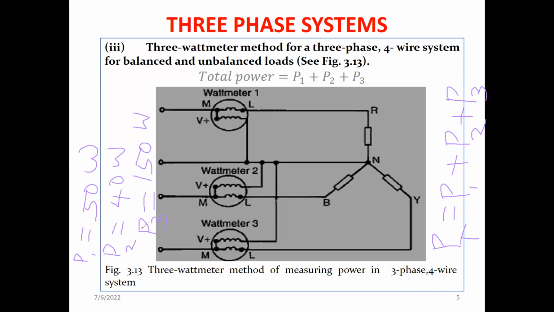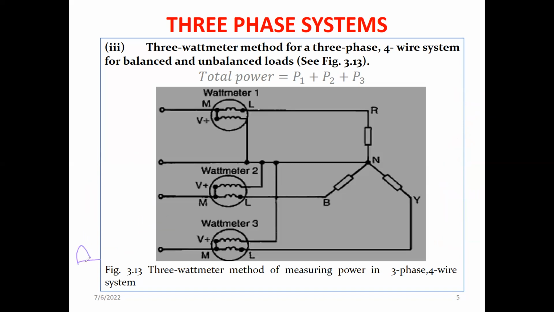To find the total power in the 3-wattmeter method, you take the power of wattmeter 1, that is 50, plus the power of wattmeter 2, that was 40, plus the power of wattmeter 3, that was 150. So you sum the 3: 50 plus 40 is 90, plus 150. The total power will be equal to 240 watts. That is how you find the total power in the 3-wattmeter method.